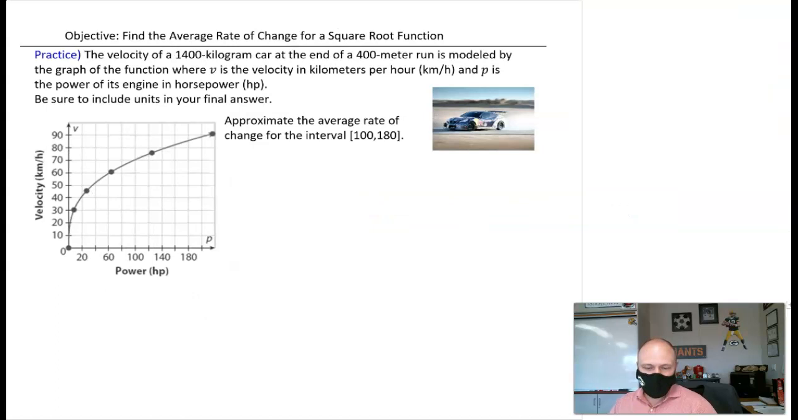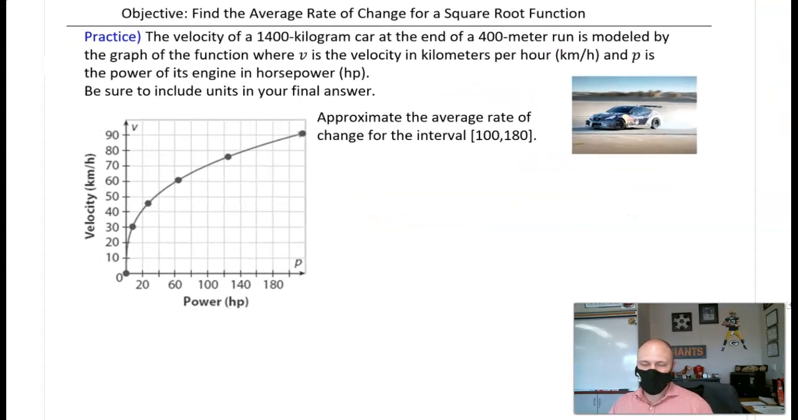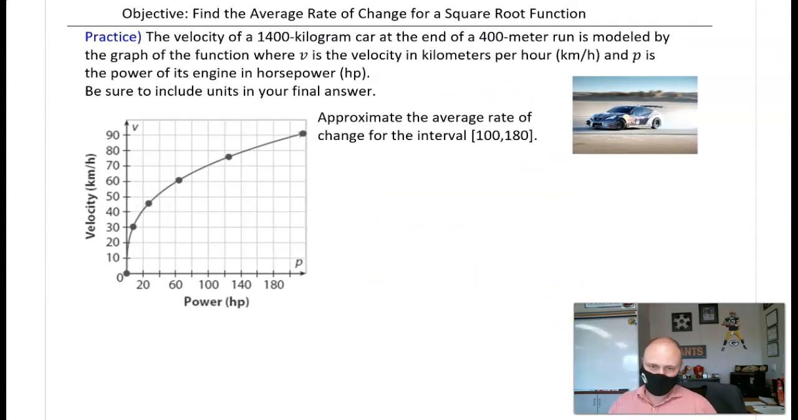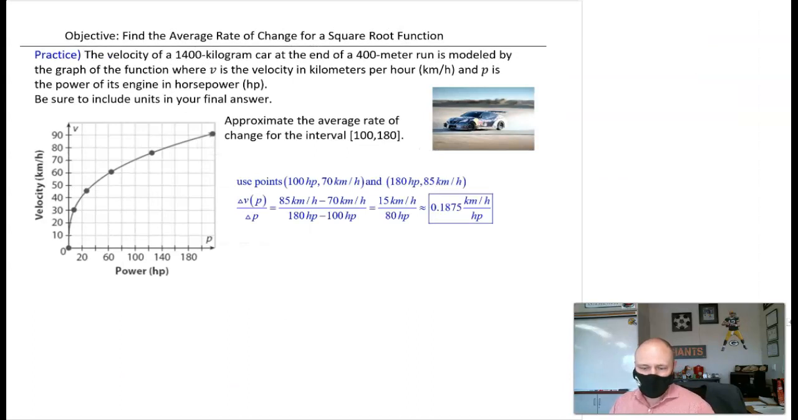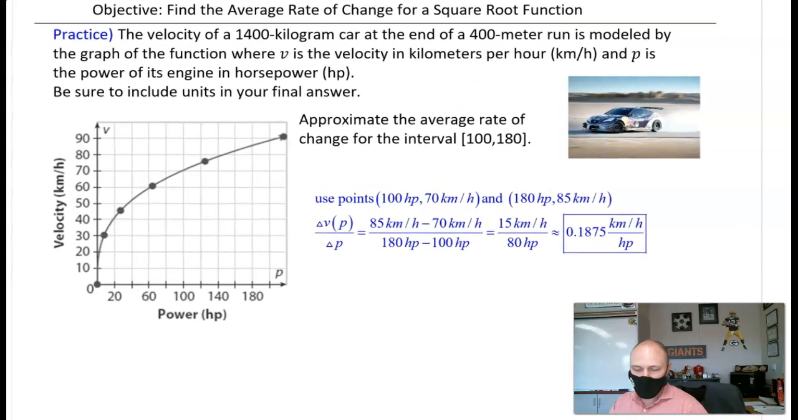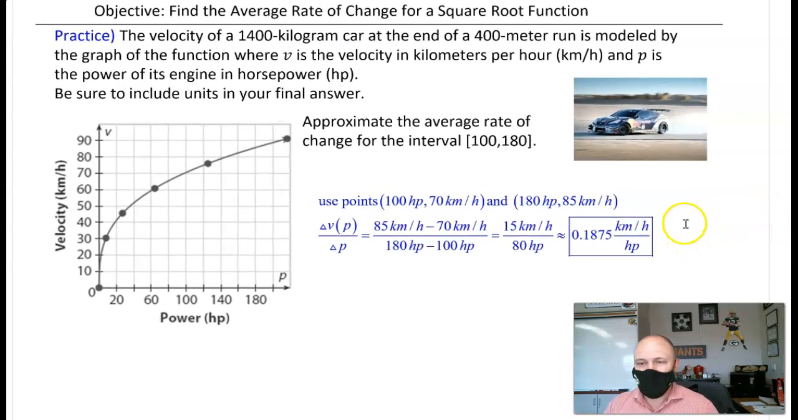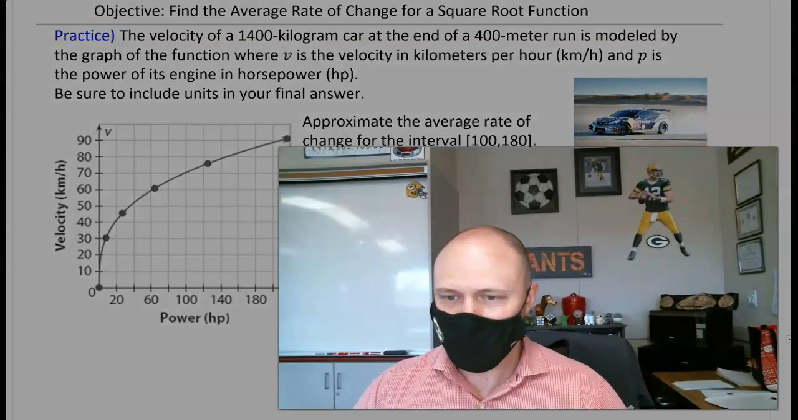All right, here is the last practice problem. Please pause the video, give this one a go. Okay, so hopefully you paused the video. Here is the solution. You should have gotten 0.1875 kilometers per hour over horsepower.